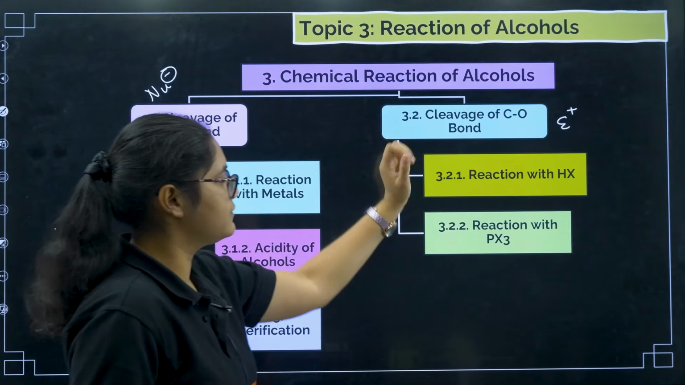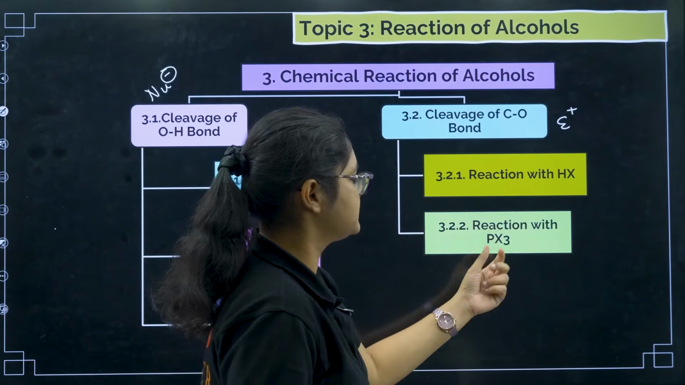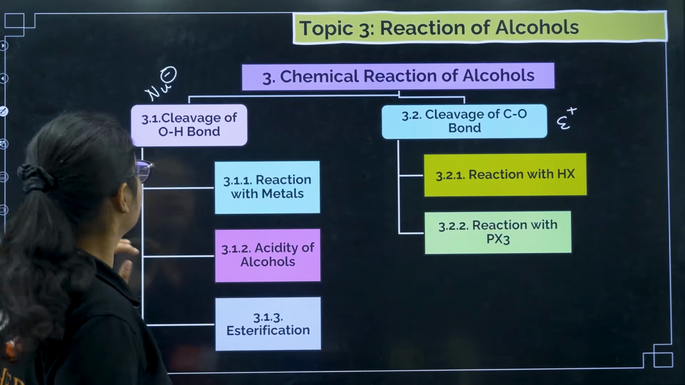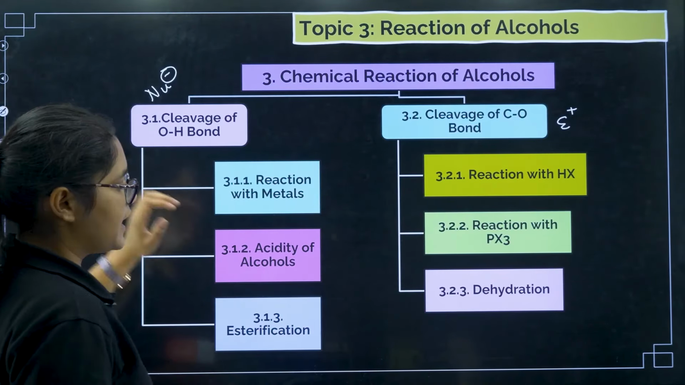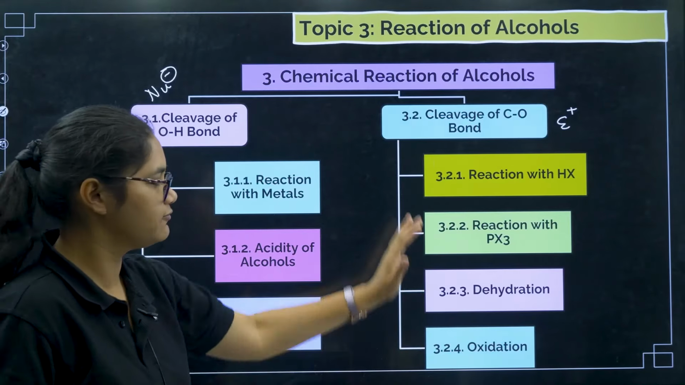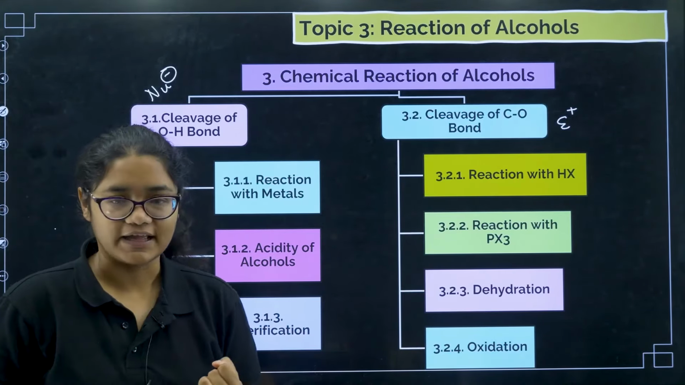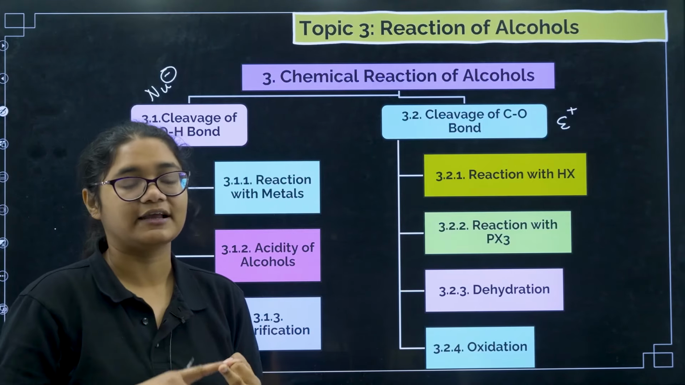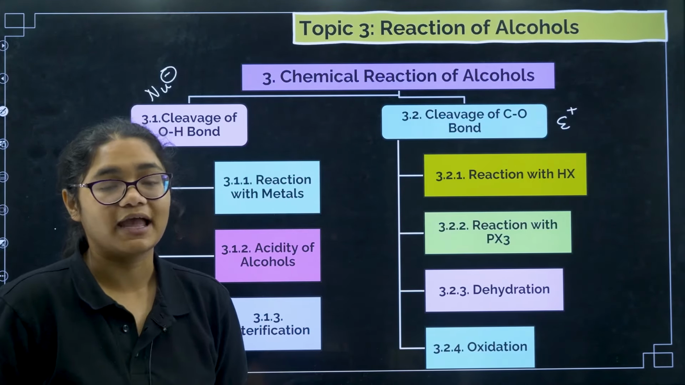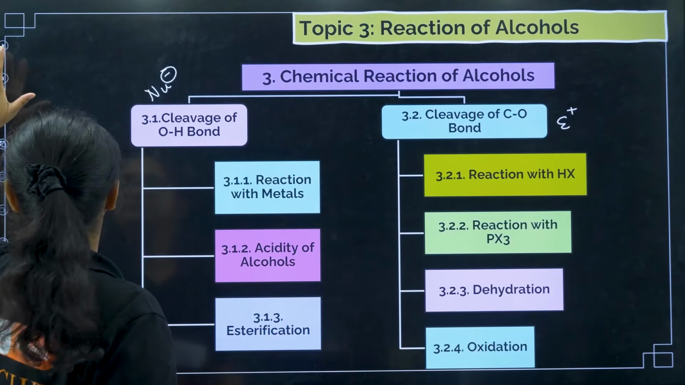Okay. Next here we have cleavage of CO bond. There we have reaction with HX and reaction with PX3. Simple. Next we have dehydration reactions and then we have oxidation reaction. Four types of reactions are there under this: reaction with HX, reaction with PX3, dehydration, and oxidation reaction. So let us first understand this one.